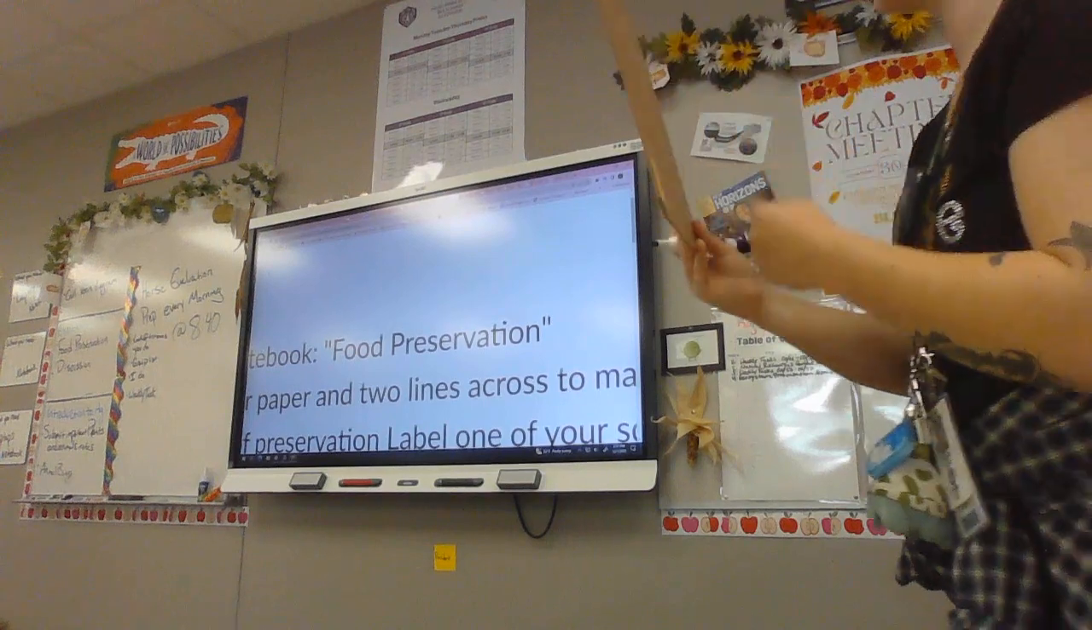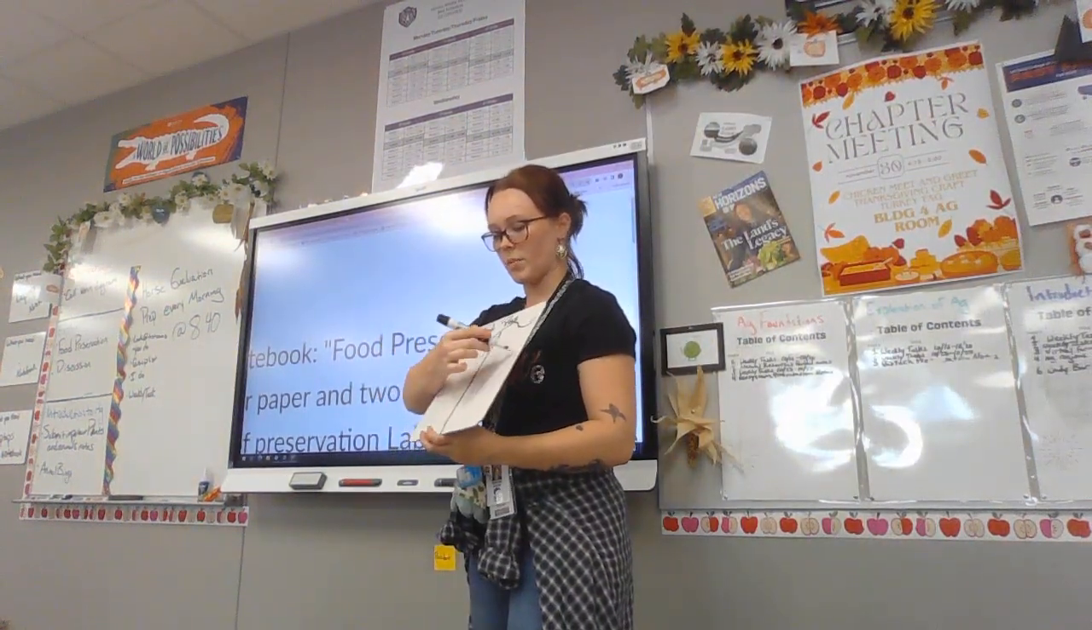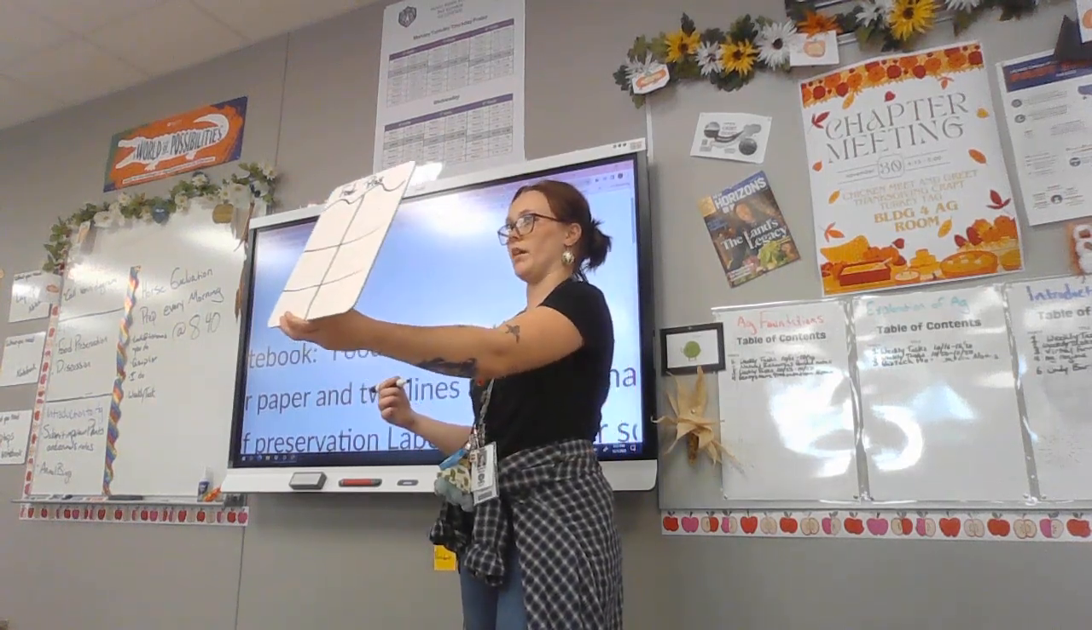Then you're going to go ahead and split your paper into 6. So a line down the middle, and then 1, 2, 1, 2, so your paper is in 6 boxes.